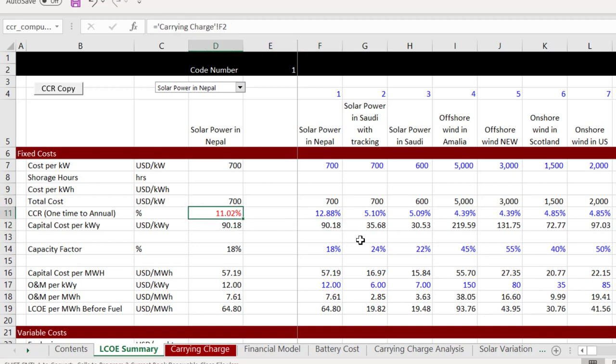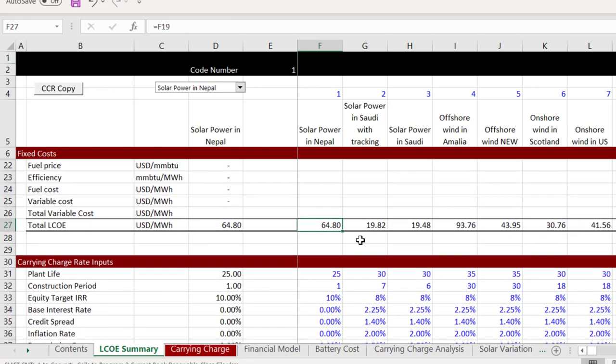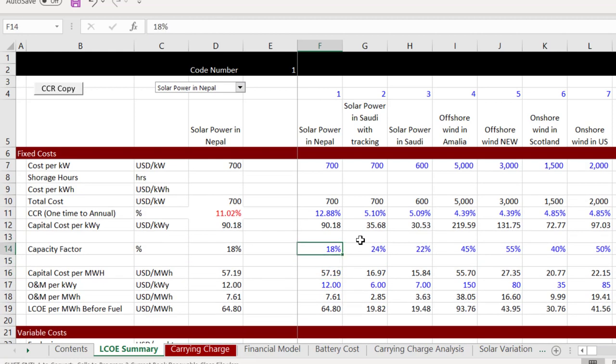So what this carrying charge rate is: if the interest rate was zero, or the cost of capital was zero, and the inflation rate was zero, and everything was zero, the carrying charge rate would simply equal 1 divided by 25. You just have to recover your cost over 25 years. Of course, you have to pay interest on that cost, and by the time you pay equity capital and everything else, it could go to 7%, or it could be as low as 5%.